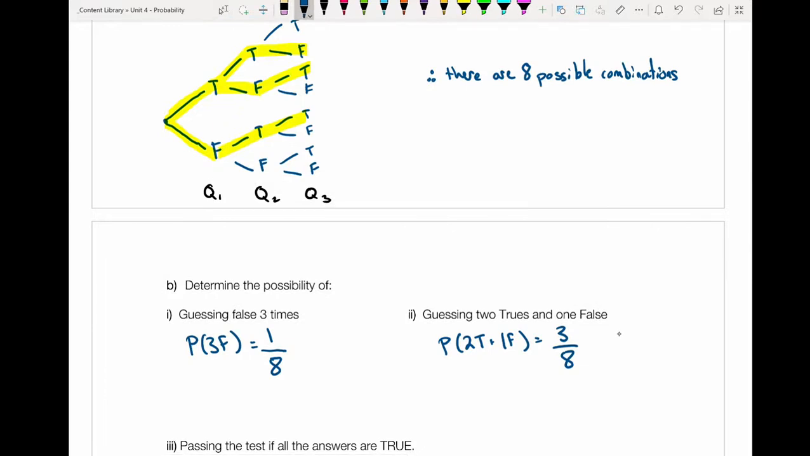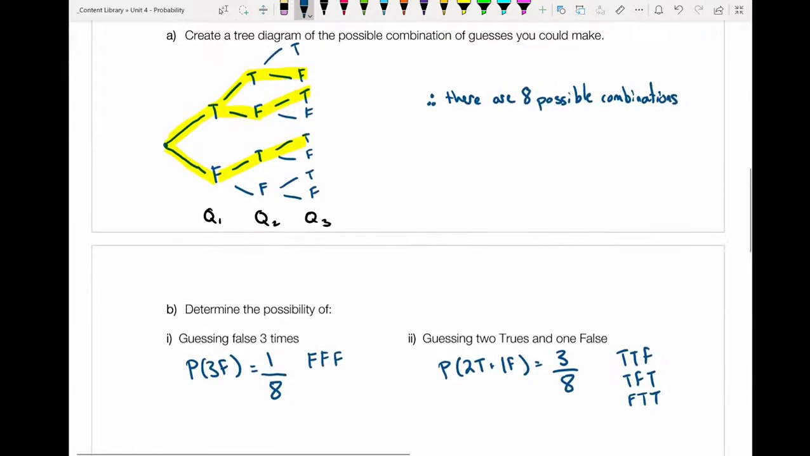I'll write it at the side. So we have true, true, false; true, false, true; false, true, true. And the other one was only F, F, F. Let me just get rid of these branches.